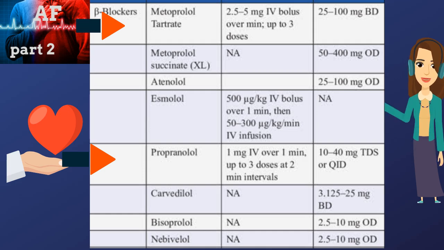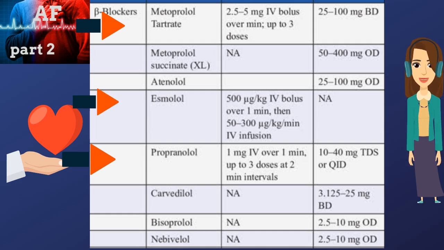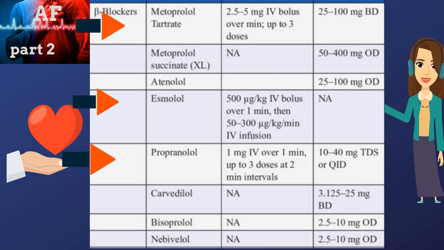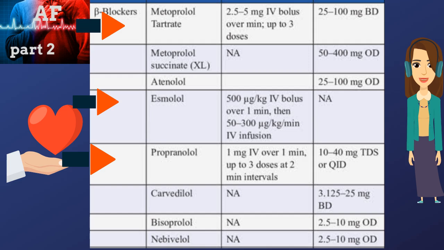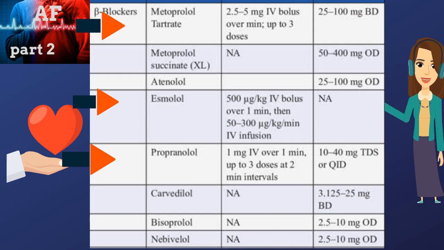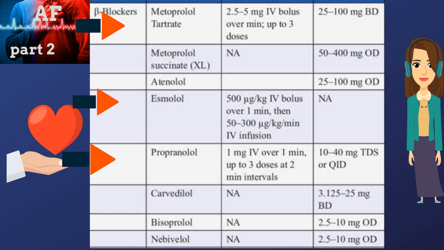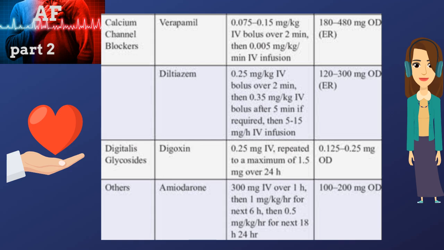Esmolol intravenous bolus 0.5 milligram per kilogram over 1 minute, followed by 50 microgram per kilogram per minute. If after 4 minutes response is still inadequate, increase rate of infusion to 100 microgram per kilogram per minute. If after 4 minutes it is still inadequate, increase to 150 microgram per kilogram per minute. You can repeat another time up to maximum 200 microgram per kilogram per minute.